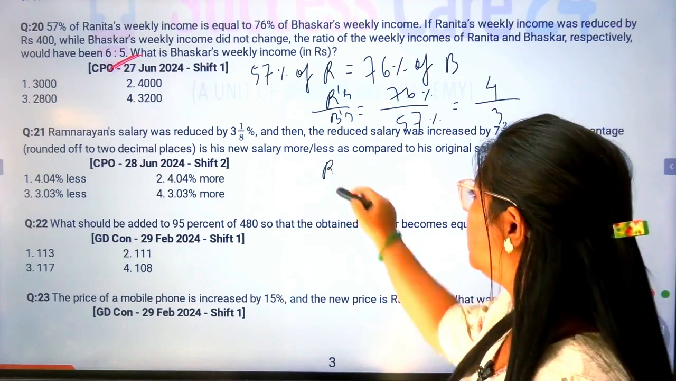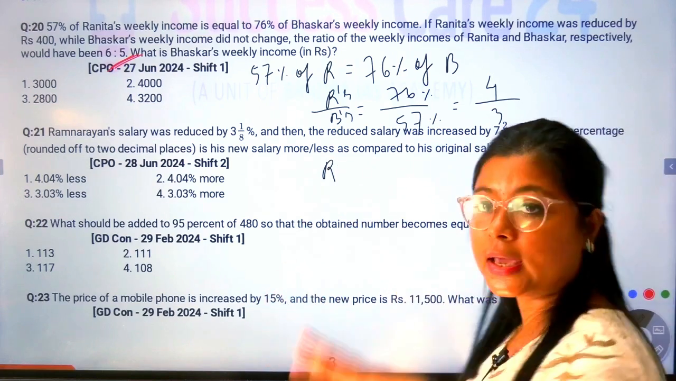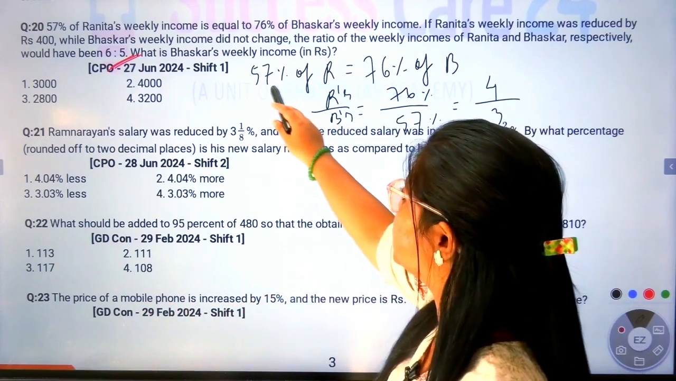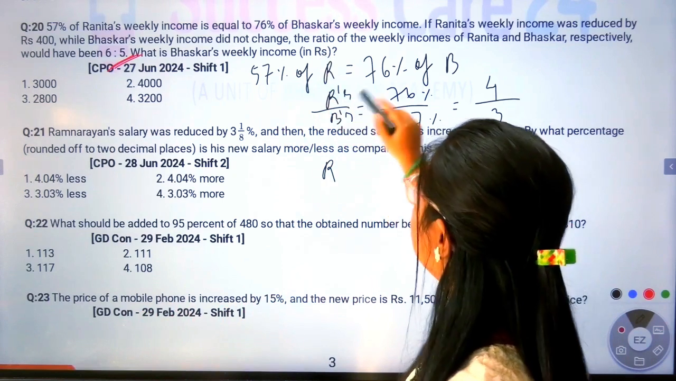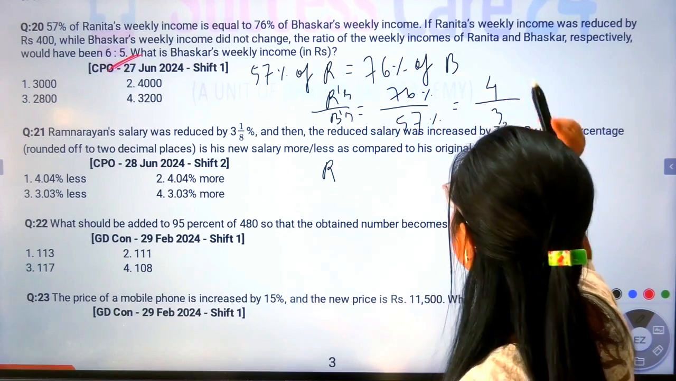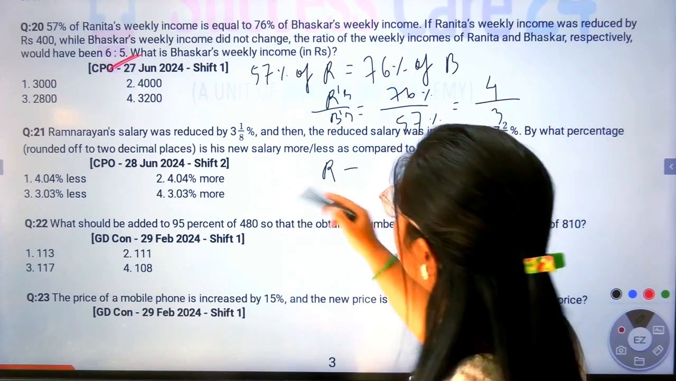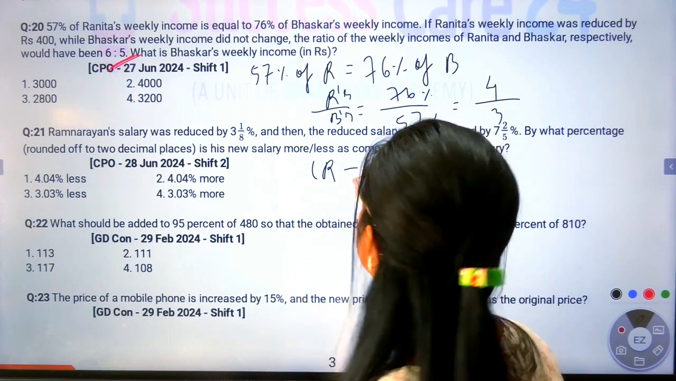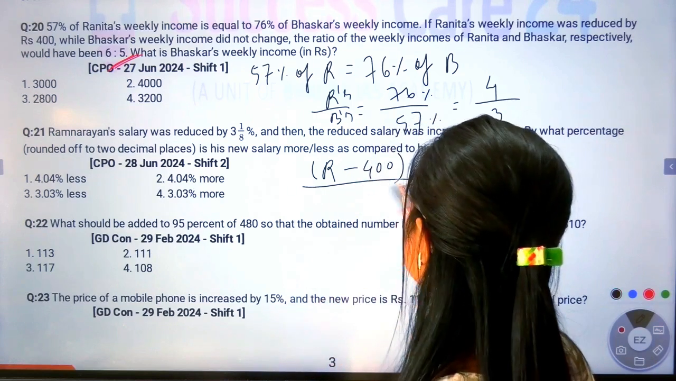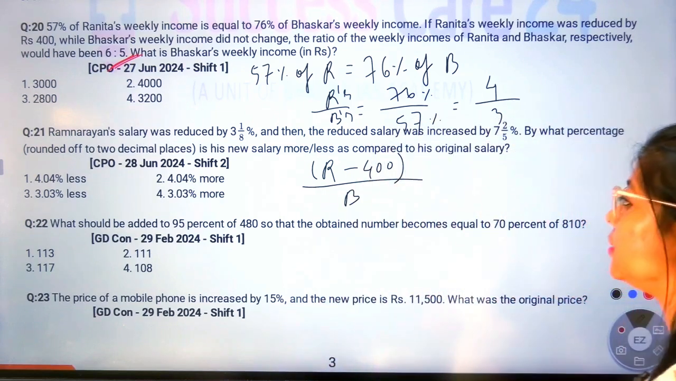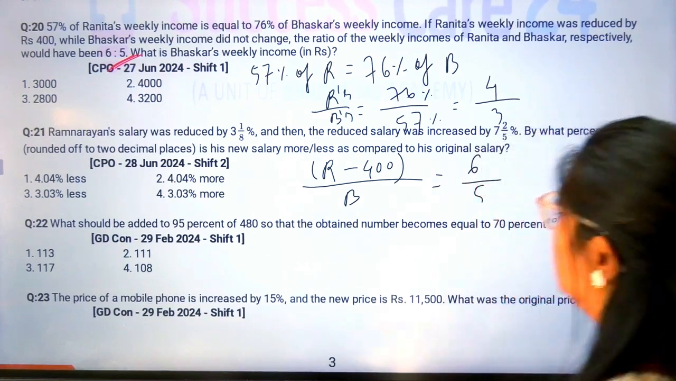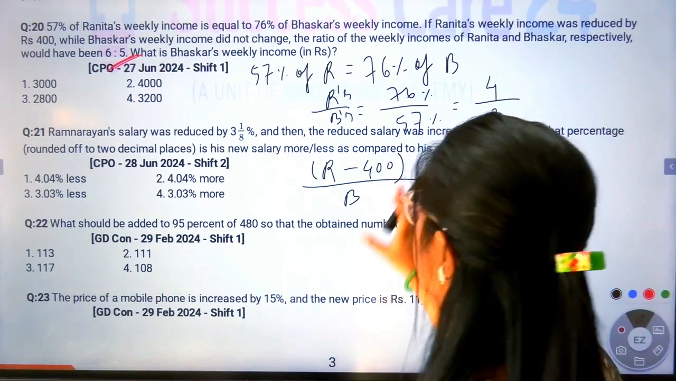Ranita's income was R, because we have taken Ranita's income to be R and Bhaskar's income to be B. So that is why 57% of R, Ranita's income, and 76% of Bhaskar's income. So Ranita's income by Bhaskar's income is 4 by 3. Now Ranita's income is R and 400 gets reduced on Ranita's income. While Bhaskar's weekly income did not change. So Bhaskar's weekly income remains this. And the ratio of this now becomes 6 by 5. So this is the equation you will get.